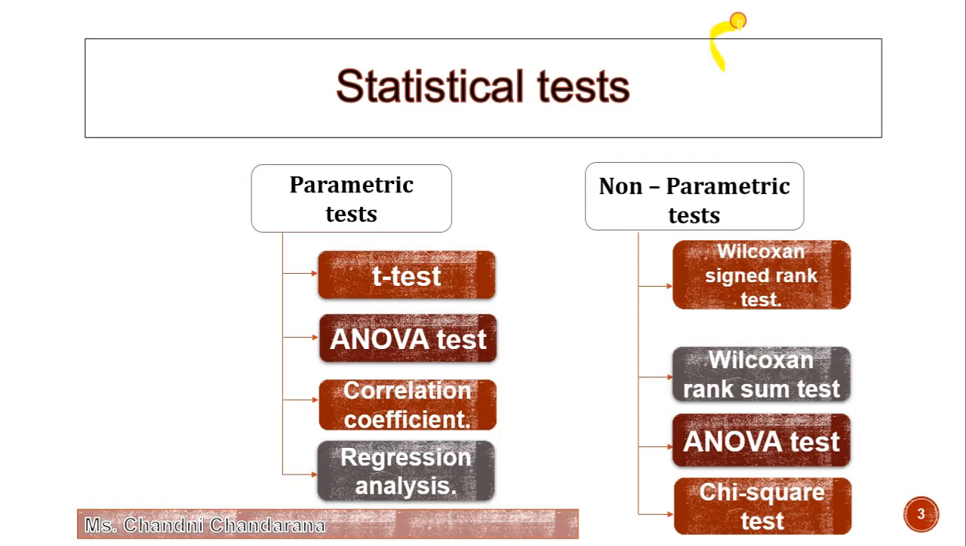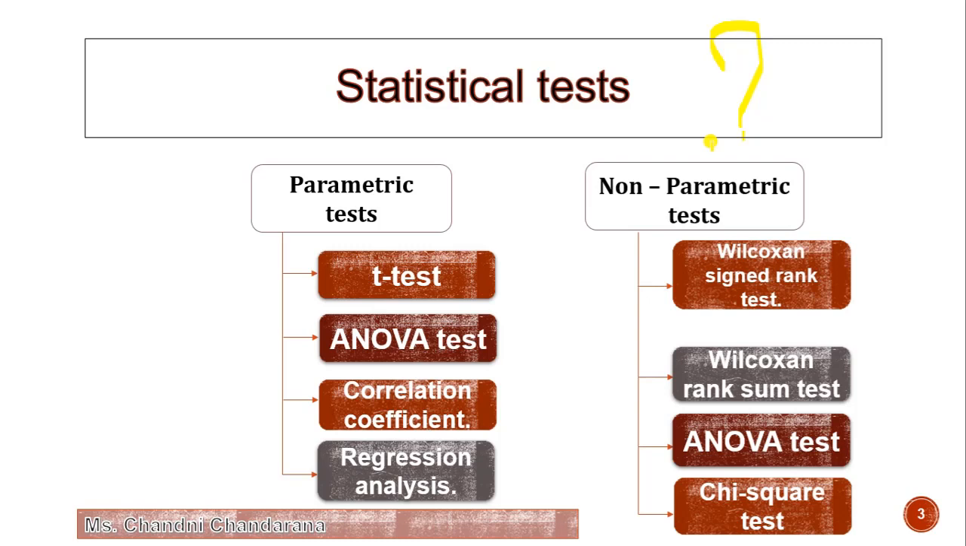Now we will see the statistical test. So what do you mean by statistical test? Statistical tests are tests intended to decide whether a hypothesis about the distribution of one or more populations should be rejected or accepted. To know this, we perform statistical tests, and statistical tests are divided into two types: parametric test and non-parametric test.